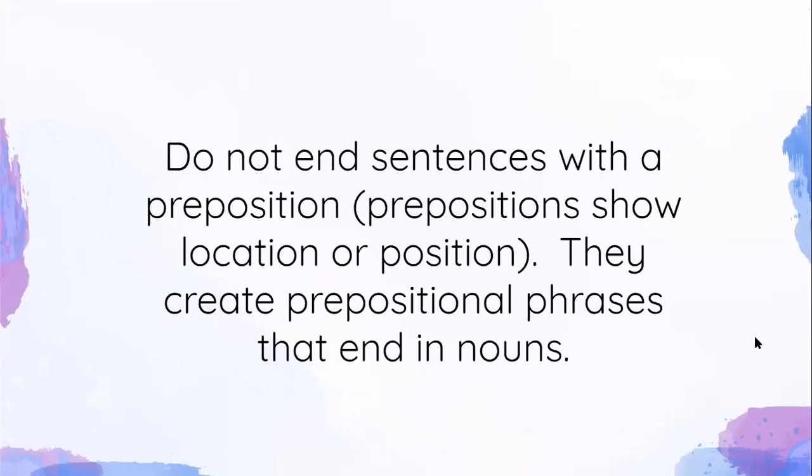Okay, do not end sentences with a preposition, and prepositions are words that show a location or position. Like under, above, by, away, towards, they're just words that show where something or someone is. Do not end sentences with a word that creates a prepositional phrase ending in a noun, and that's something you want to avoid. It's hard to do though, so beware, because this is also in the grammar handbook as something you should avoid.